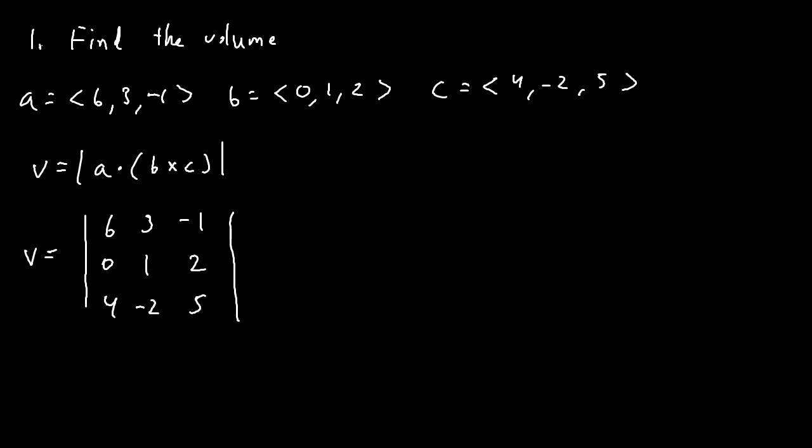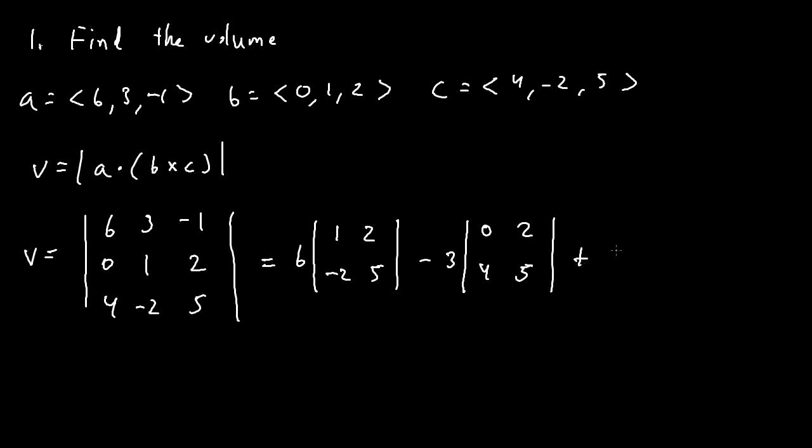And so in order to solve this, we're going to use the exact same method. So instead of having I, we're going to have 6 as our top leftmost. So it's going to be 6 times the matrix. Now if we cross out the row and column 6 is in, we're left with 1, 2, and negative 2, 5. Minus the next term, which is 3, so we have 3 times the matrix. Now if we cross out the row and column of 3, we have 0, 2, and 4, 5. And then plus the last term, which is negative 1, times, if we cross out negative 1's row and column, we have 0, 1, and 4, negative 2.